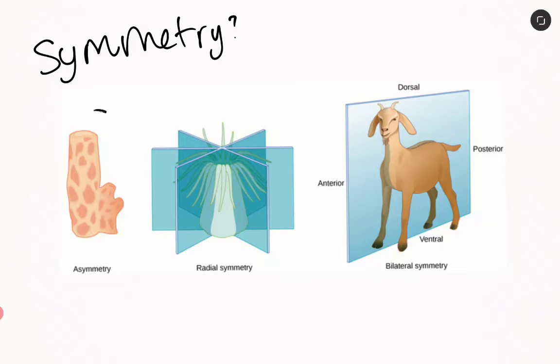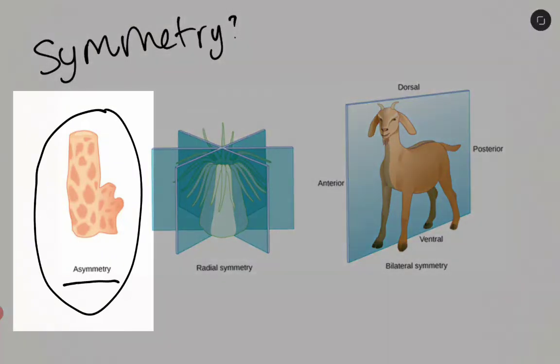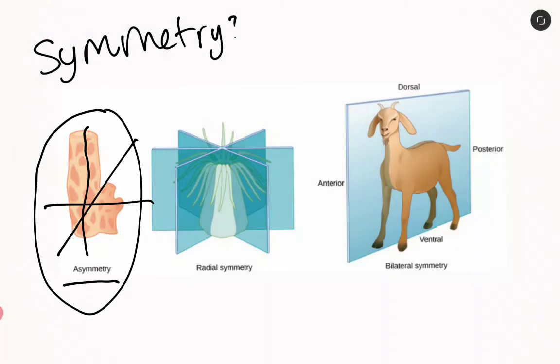We have organisms like these ones right here, these sponges that would be in phylum Porifera. They are asymmetrical, meaning that they lack any sort of body symmetry. So what that means is that there's no one line that we can draw through this sponge where it would be the same on either side, where it would be a mirror image of it on either side, right?